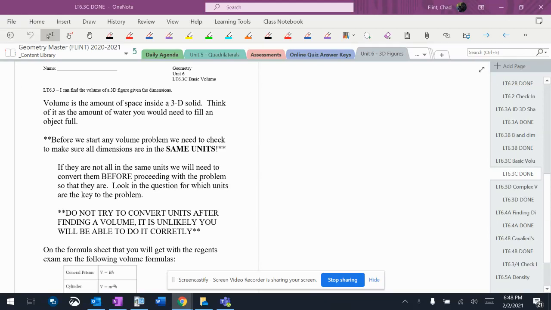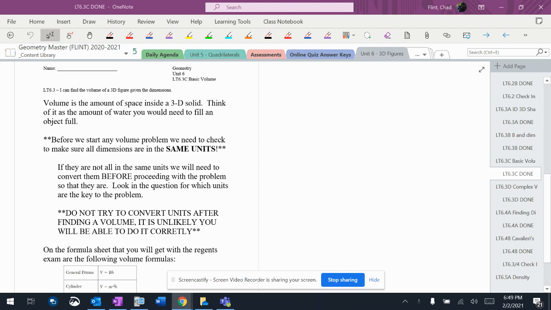So we're going to start actually finding some volume. We've been building up to this for a handful of these different sections here and getting ready to do it. Probably the most important thing to start out with volume is to remember that volume is if you're filling something up with water. It's the amount of water that would fit on the inside of that shape.